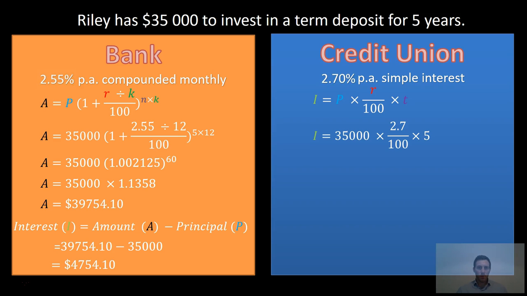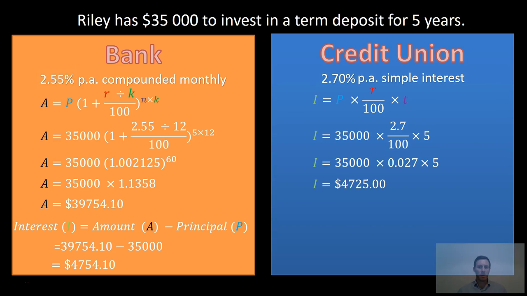Now let's look at what interest he would earn if he invested with the credit union at 2.7% per annum simple interest. We substitute the principal in, $35,000, the interest rate is 2.7%, and we simplify it, and we get the interest earned on this investment is $4,725. In contrast to the last example, Riley should invest with the bank this time.